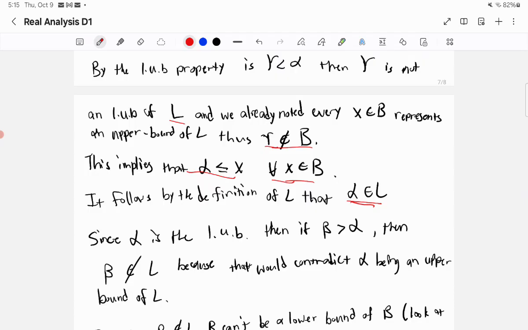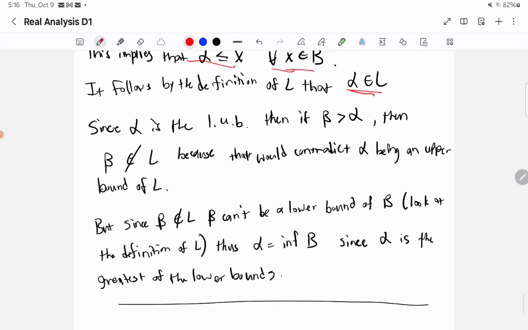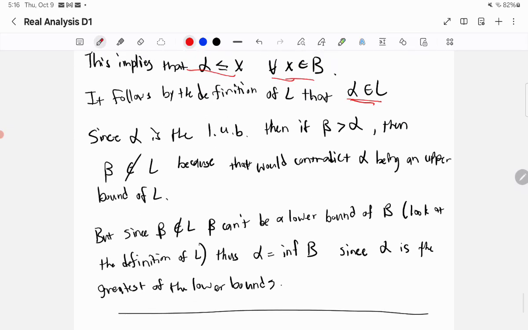Great. So this greatest lower bound alpha of L. L has some least upper bound, right? It has to be in the set of lower bounds of B, because it is a lower bound of B, as we already just proved by this line of reasoning, right? Great. So we know that it's in the set of lower bounds of B.